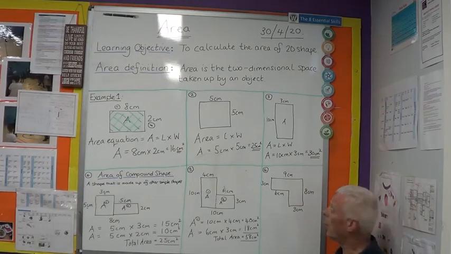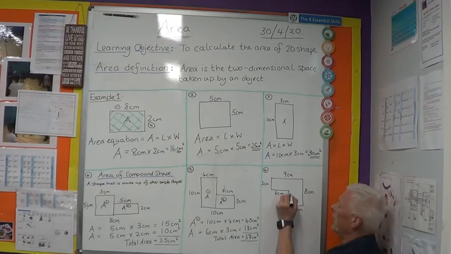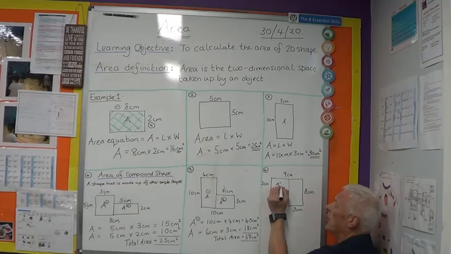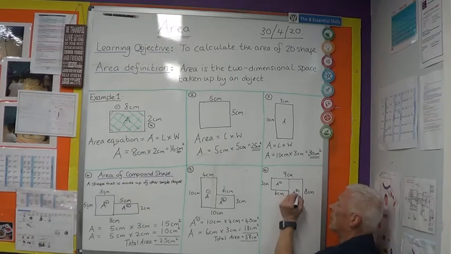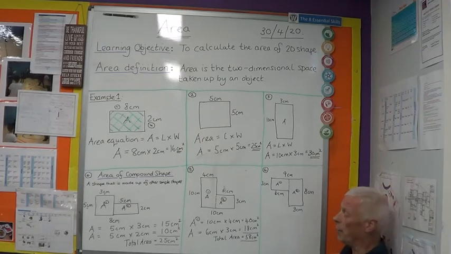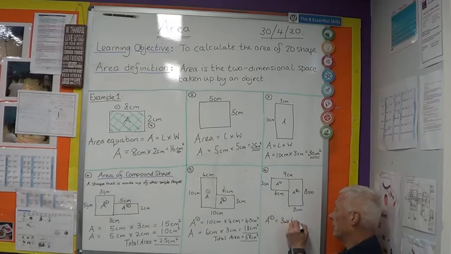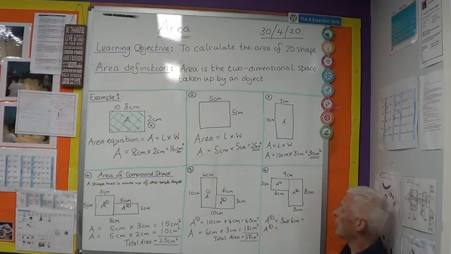Again, have a look at how you can split that compound shape up into 2 rectangles. The best way that I'm going to do that is put a line up there. I've now got 2 rectangles. I'll call that rectangle 1, that rectangle 2. I'll work through simply. Rectangle 1 is 3 times 6. Rectangle 2 is 8 times 3.